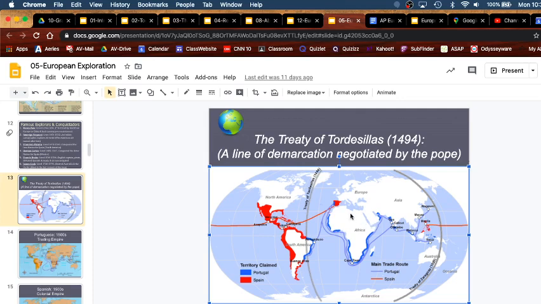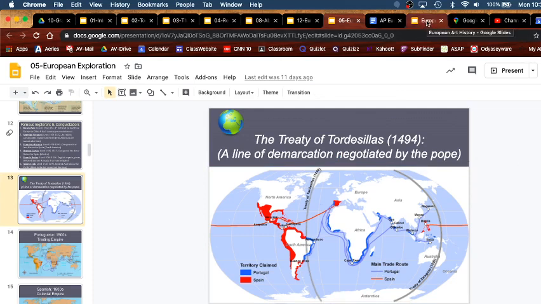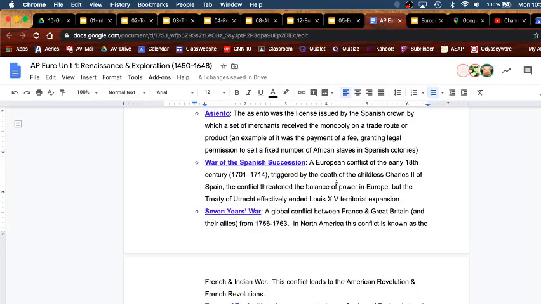And so that's why you see the Portuguese dominating Indian Ocean trade, and why you see the Spanish dominating the Americas during the 1500s, and to a certain extent even into the 1600s. The Spanish and the Portuguese are dominating. By the time we get to the 1700s and 1800s, it's really going to shift over to the French and the British, who are going to be competing for power.